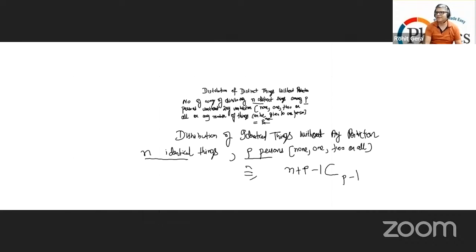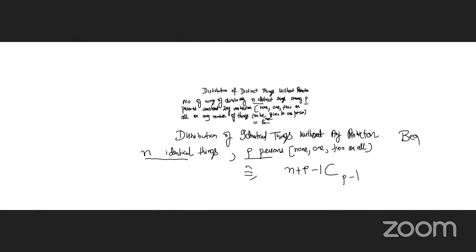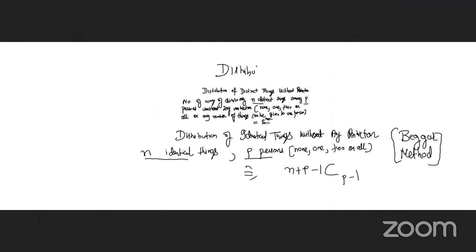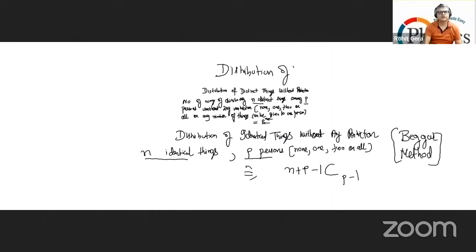Okay, and this method is called beggar method. Oh, it's Bikhari method. Yes, this is used for distribution of things. अच्छा, तभी इसको beggar method कहते हैं. लगता तो कुछ ऐसा ही है. Very weird. Okay, तो what is the proof?